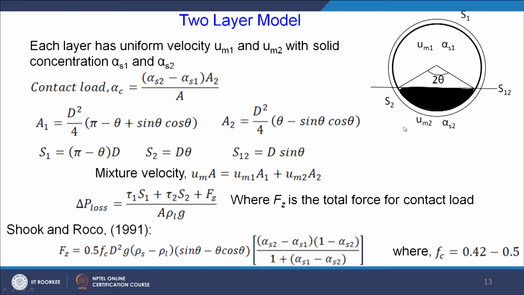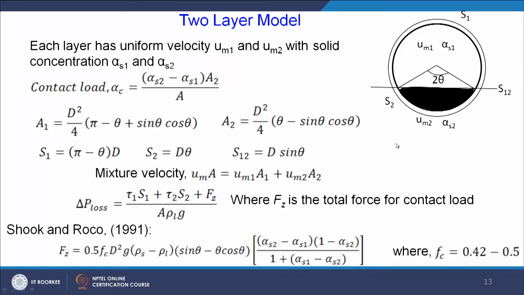Also, we can show that the area which is occupied by this upper layer of the slurry and lower layer of the slurry can be written as A1 equals d square by 4 times (pi minus theta minus sin theta cos theta), and A2 equals d square by 4 times (theta minus sin theta cos theta). Okay. So, all these things can be calculated from your geometrical configuration of the pipeline. We can also show that this line, which is nothing but the junction between both the layers, written as S12, the length of this line, can be written as d into sin theta.